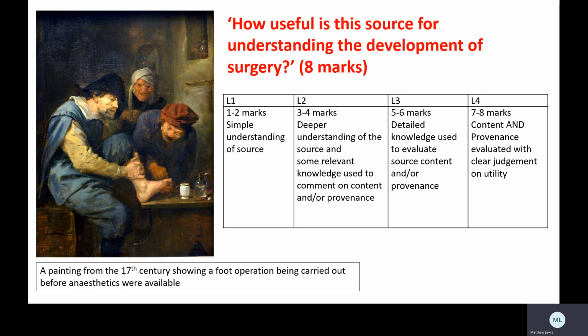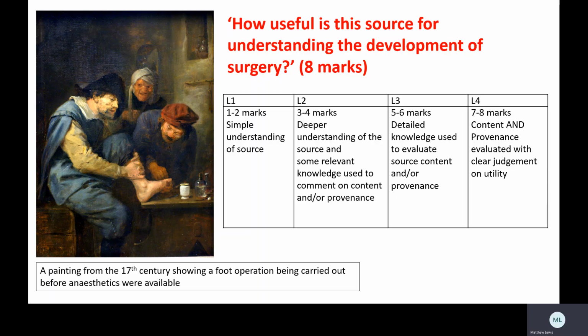Now I've got some examples here. I've taken these from the book. What you can see here is the question: how useful is this source for understanding the development of surgery? They're looking for you to look at the source and say what it's telling you about the development of surgery. So it's a painting, and it usually gives you a bit of context. Here at the bottom it says it's a painting from the 17th century, so the 1600s, showing a foot being operated on before anaesthetics were available.